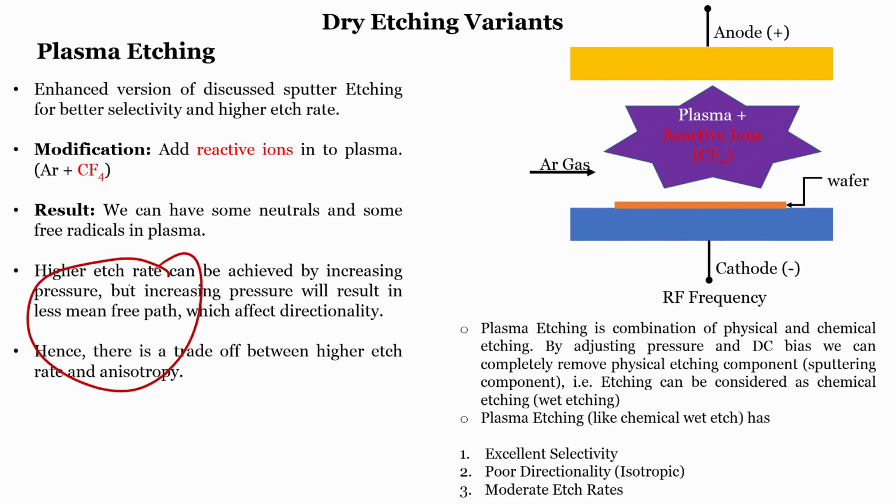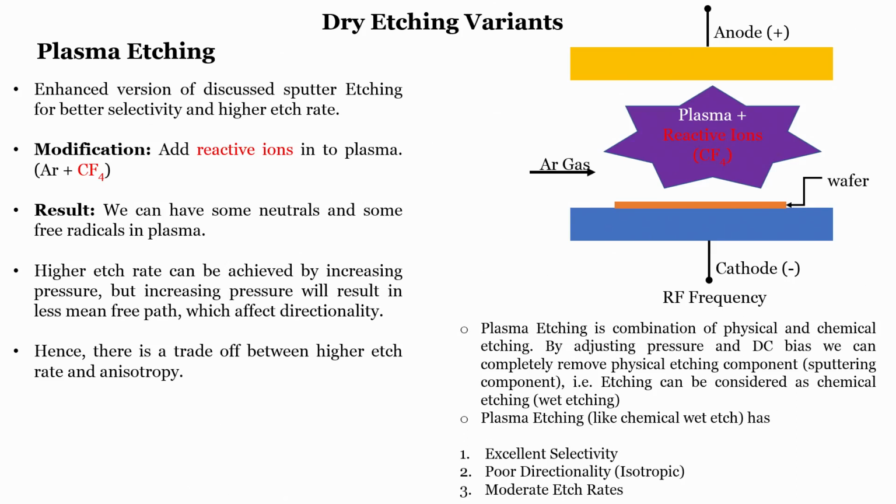Higher etch rate can be achieved by increasing pressure, but increasing pressure will result in less mean free path. You know what is mean free path? It is the distance between collisions of two atoms in the case of vacuum. Higher the vacuum, larger the mean free path, less the collision, better the film. So, less mean free path affects the directionality. Your mean free path should be extremely high. Hence, there is a trade off between higher etch rate and anisotropy. That is the trade off that you need to understand: either you want higher etch rate or you want isotropic or anisotropic etching.